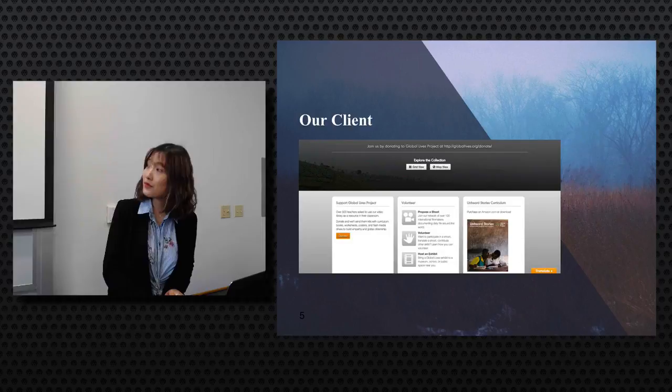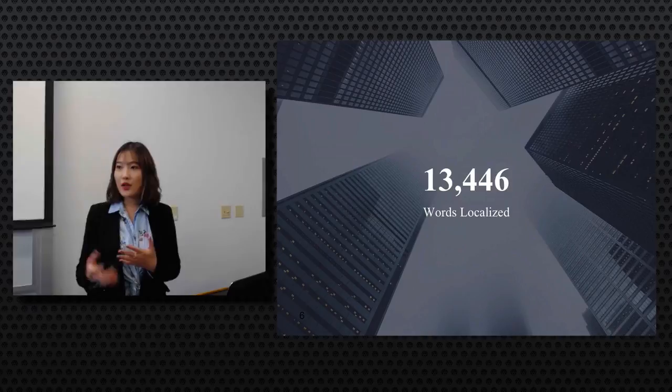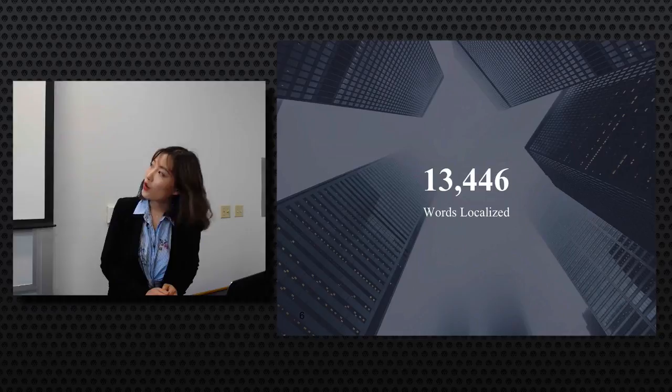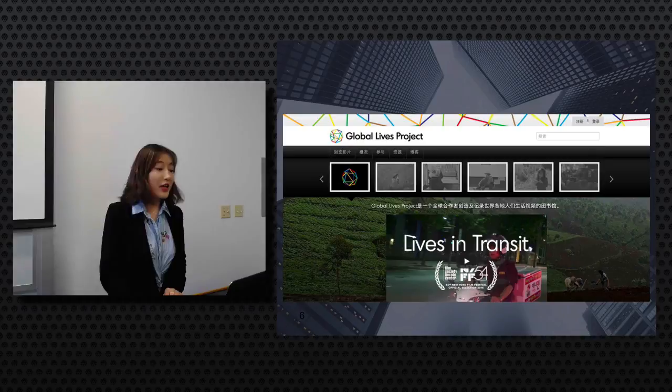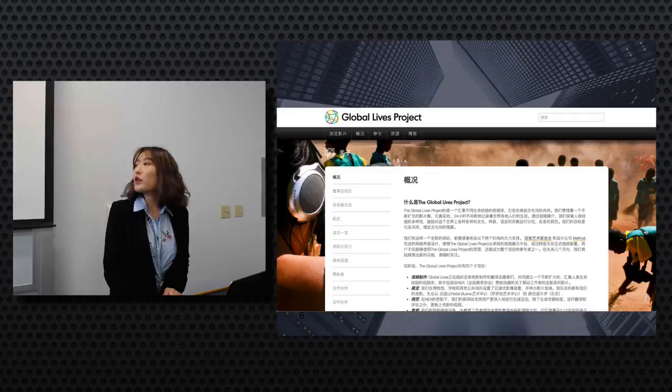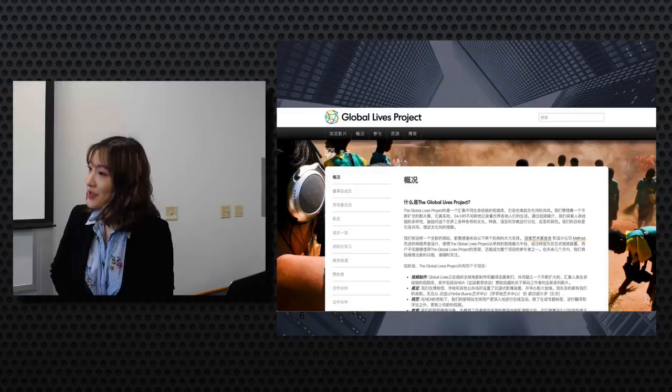In all for this project, we are localizing the website from English to Simplified Chinese. And in all, we have translated over 13,000 words. And here are the screenshots of our Chinese website. This is the first half of the landing page. This is the second half. This is the overview part. We localized everything on all the pages, even the strings in the search box, which you can see.